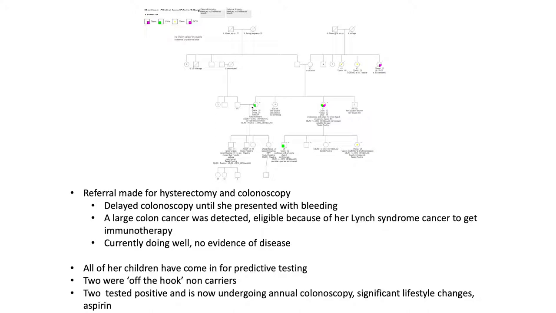All of her adult children have come in for predictive testing. Three of the four of them were negative, which means they are not at risk for any of these disorders. And I think it's two and two. So two were kind of off the hook, and the other two who were positive have activated in terms of getting their screening colonoscopies, in terms of changing their lifestyles and taking aspirin.